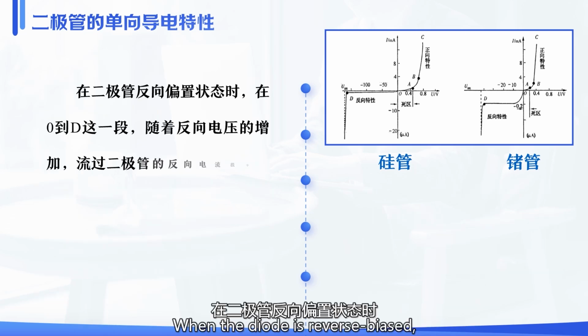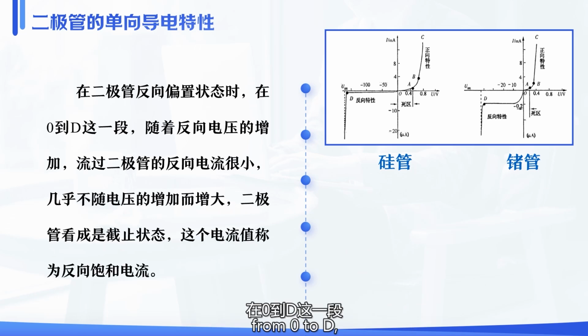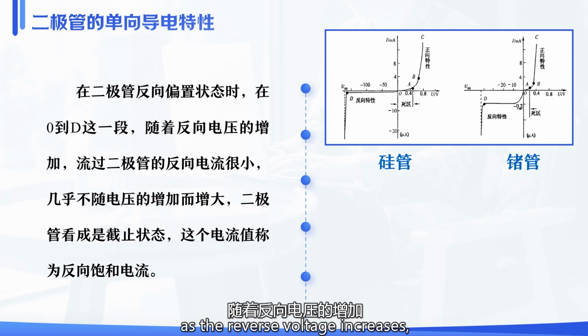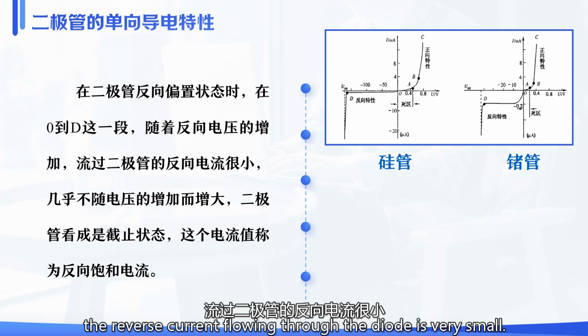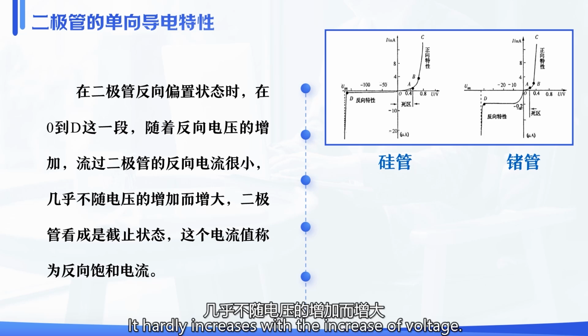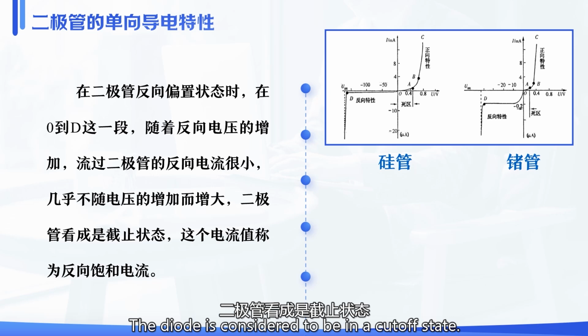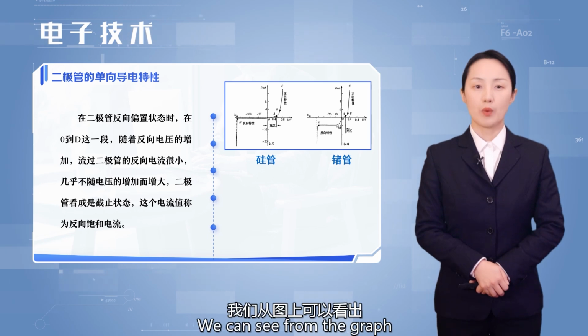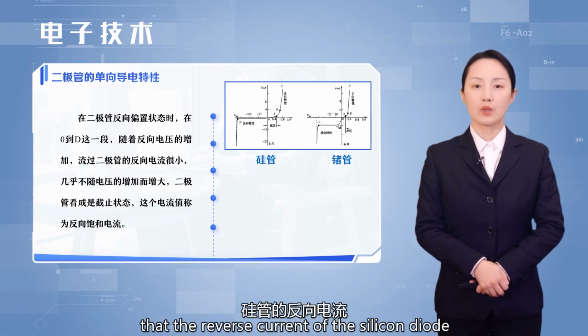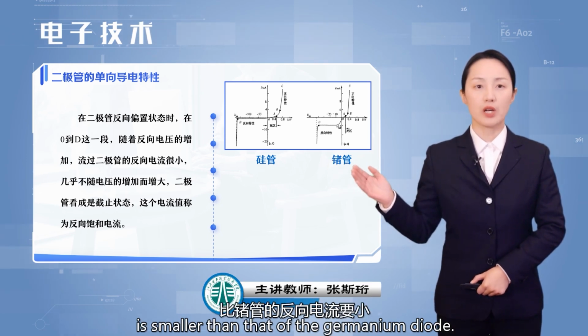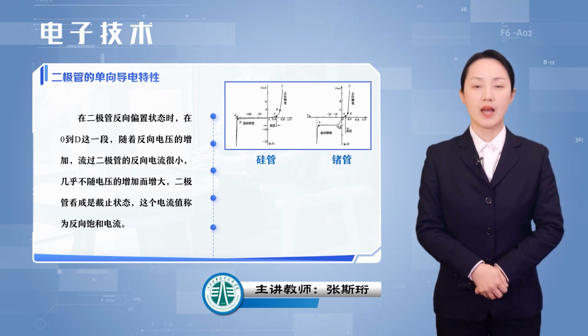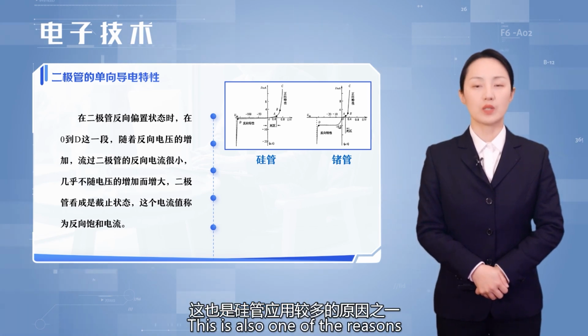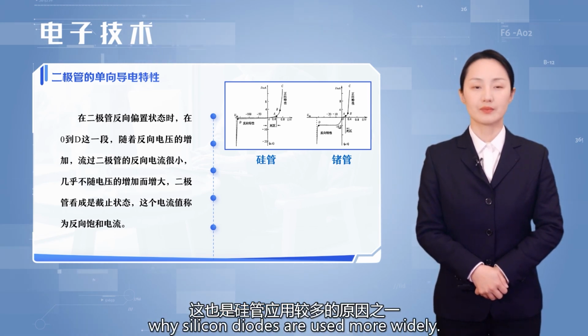When the diode is reverse biased from 0 to D, as the reverse voltage increases, the reverse current flowing through the diode is very small. It hardly increases with the increase of voltage. The diode is considered to be in a cutoff state. This current is called the reverse saturation current. We can see from the graph that the reverse current of the silicon diode is smaller than that of the germanium diode. This is also one of the reasons why silicon diodes are used more widely.